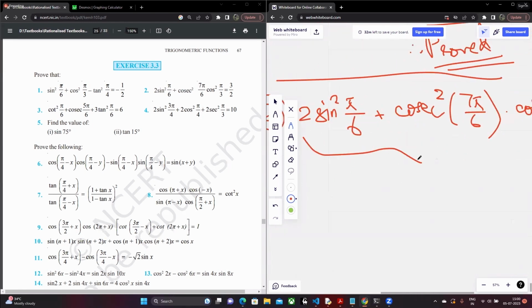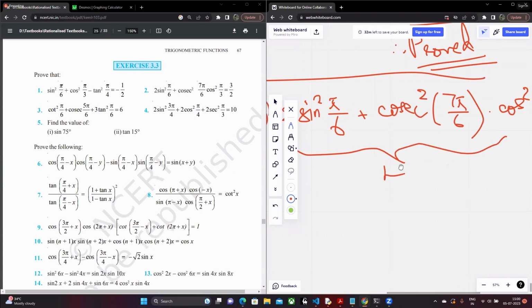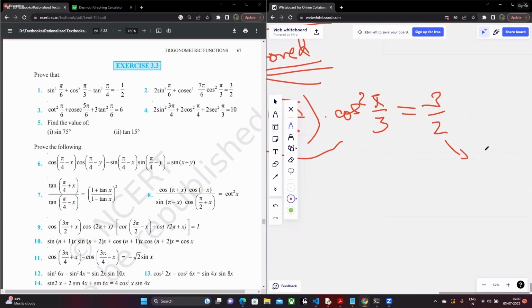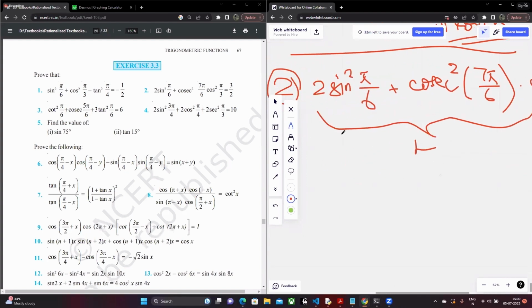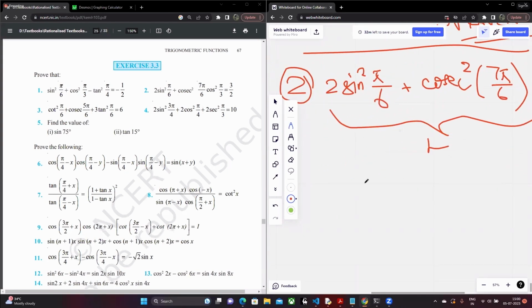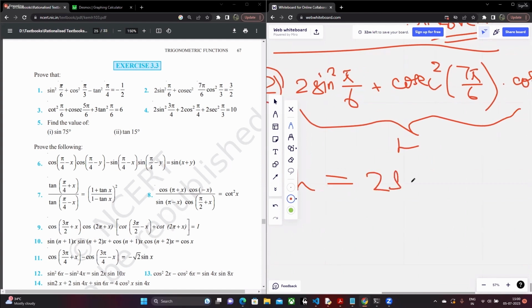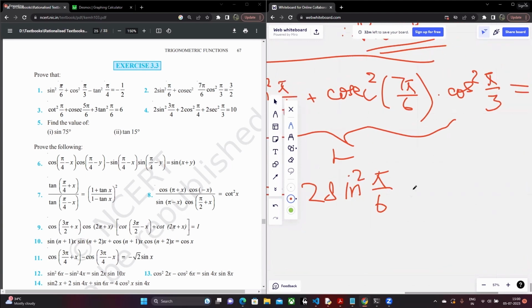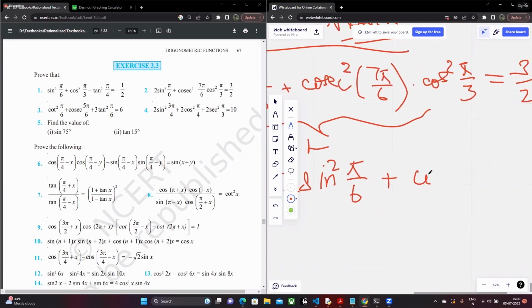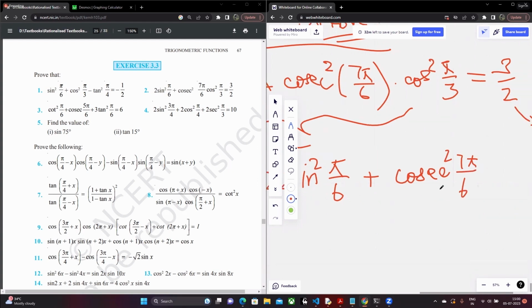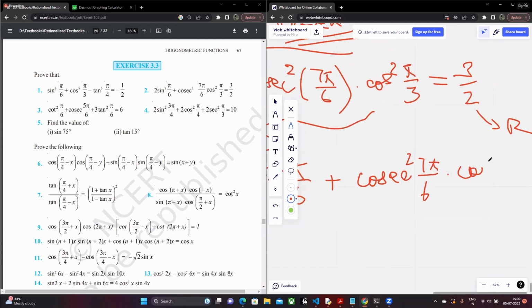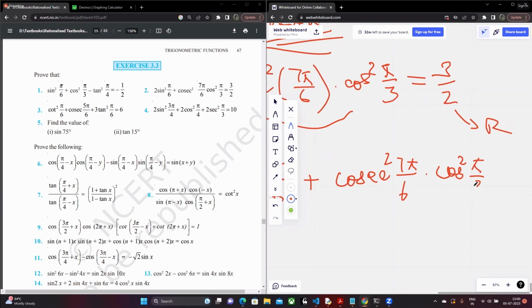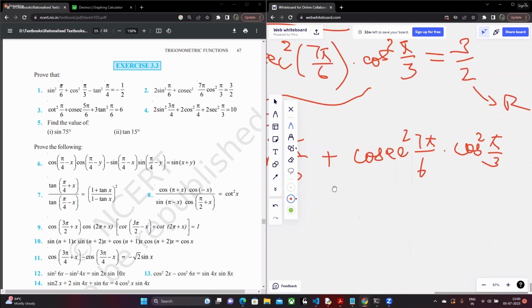Again, same as before, let the left-hand side of the equation be equal to L, let the right-hand side be equal to R. That's going to enable me to write equations better. So I'm going to write L is equal to, I'll just write this again because it's going to give better continuity, a better viewing experience. So this is cosecant squared 7 pi by 6 into cos squared pi by 3, right?